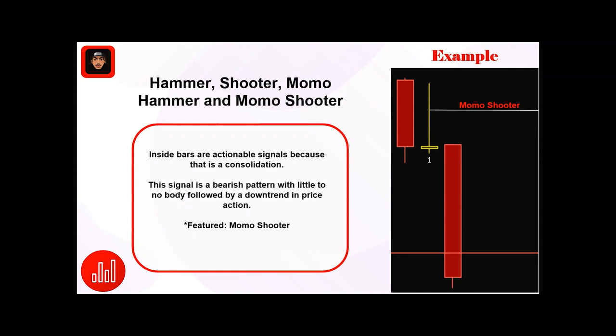Again, it might not make sense now, but as you learn and you rewatch this video, because you're probably going to have to watch this a couple times, it will make so much more sense. But this is a Momo shooter. It's an inside candle. Again, it happens in the trend. Sometimes Momo shooters aren't inside candles. Sometimes they're two down, but basically the Momo shooter forms around the close.